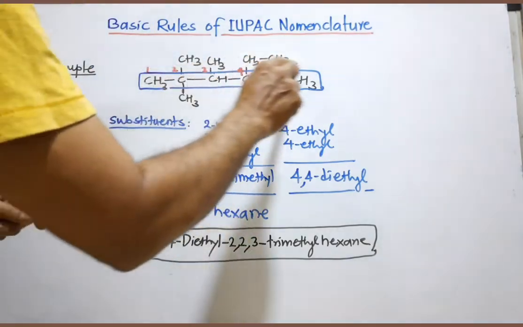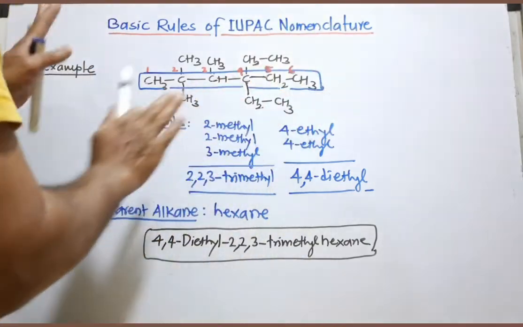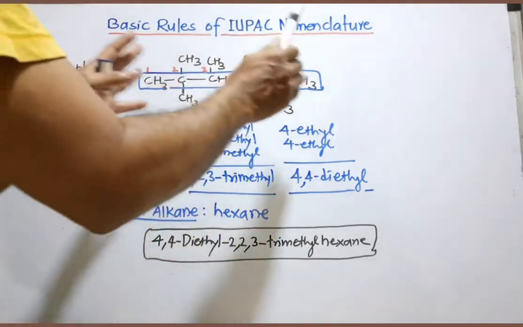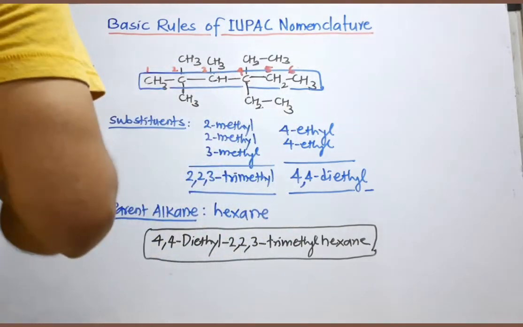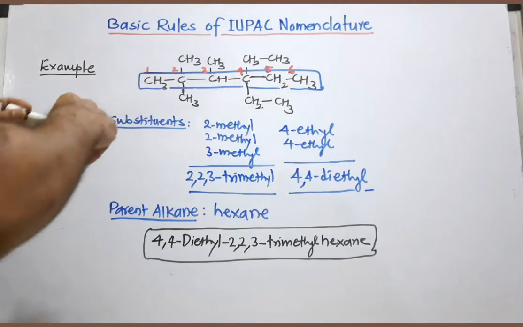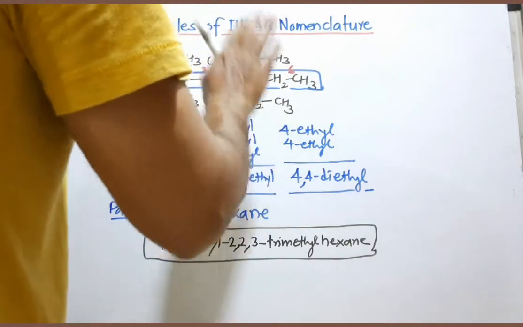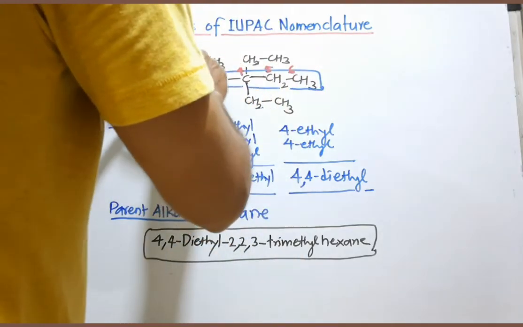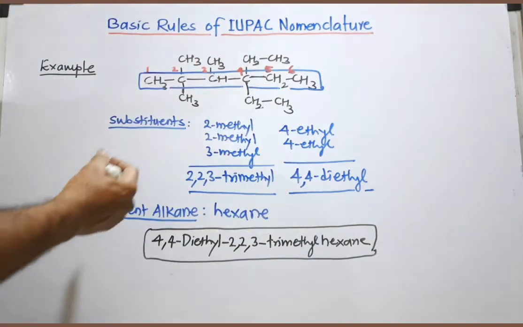Now if I consider this straight chain, then it has all substituents. But if I select this one, again this has the same number of substituents. If I select this one, it also has the same number of substituents. So you can select any one. The only thing is, all substituents should be present on the selected carbon chain. Okay, one more thing I want to clarify here.